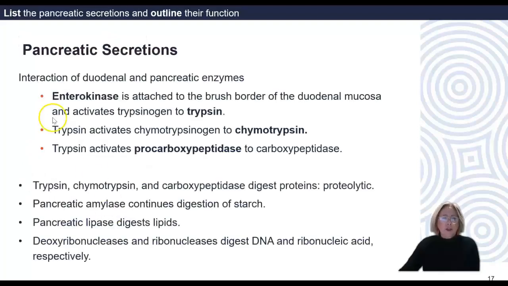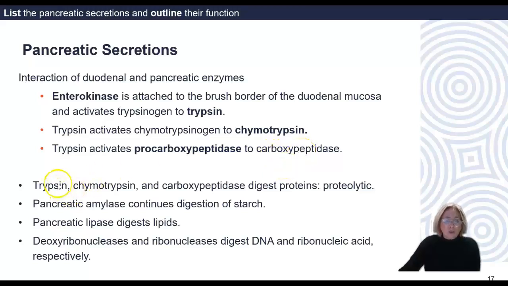So what actually happens in the duodenum in terms of the activity of these pancreatic enzymes? It's due to an interaction of duodenal enzymes and those pancreatic enzymes. We have an enzyme called enterokinase, which is attached to the microscopic brush border of the duodenal mucosa, and this enzyme activates trypsinogen. So it converts trypsinogen to trypsin. And we know that trypsin is a proteolytic enzyme, so it's going to split proteins and continue the digestion of proteins. But trypsin also activates chymotrypsinogen to chymotrypsin, and trypsin also activates procarboxypeptidase to carboxypeptidase.